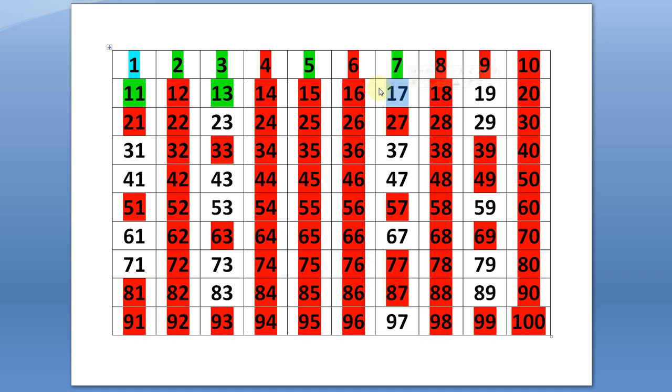Next number is 17. So make it green, that's prime. Now 17, double that, you get 34. Add that onto 17, you get 51. 51's already done. Add 34 to that, you get 85. That's already done. So that's 17 done.